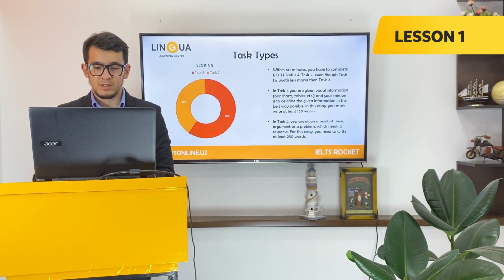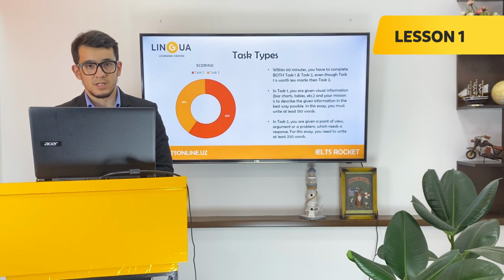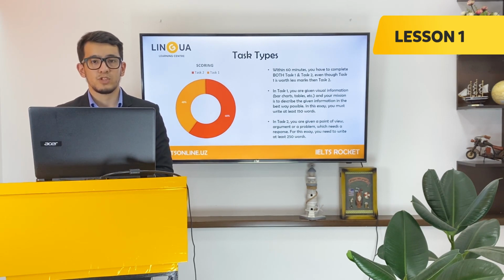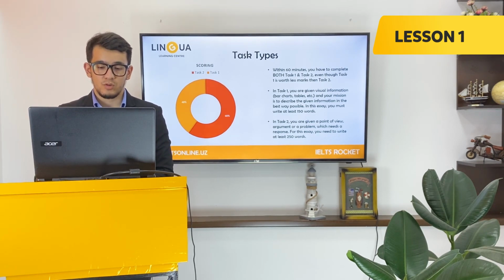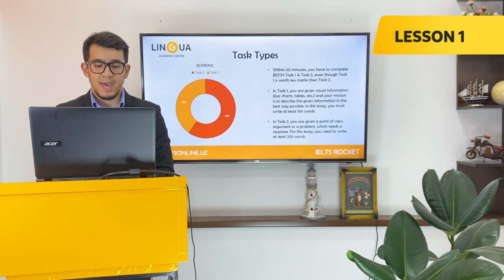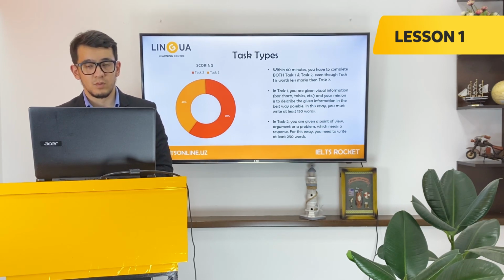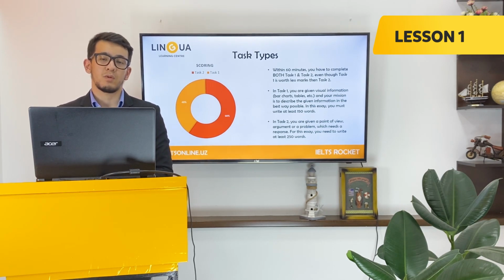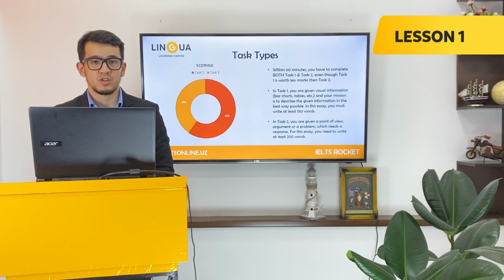Also, in task 1, you are given visual information, and your job is to describe what you see. But in task 2, you are given a point of view, argument, or a problem which needs a response. Task 1 is at least 150 words. Task 2 is at least 250 words. That gives you an overall number of 400 words that should be written within 60 minutes.